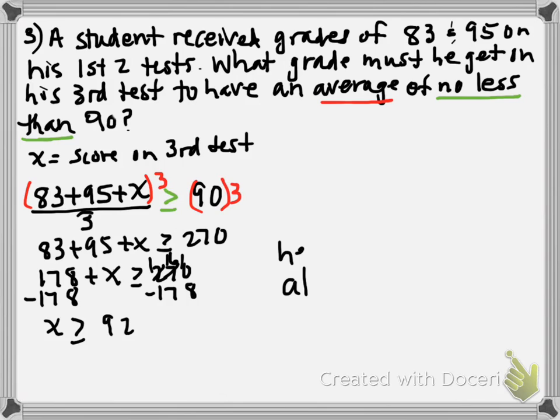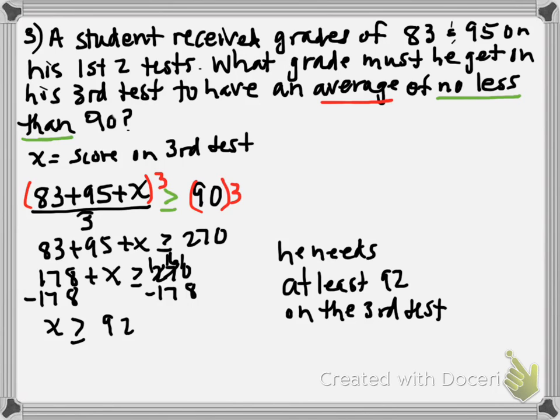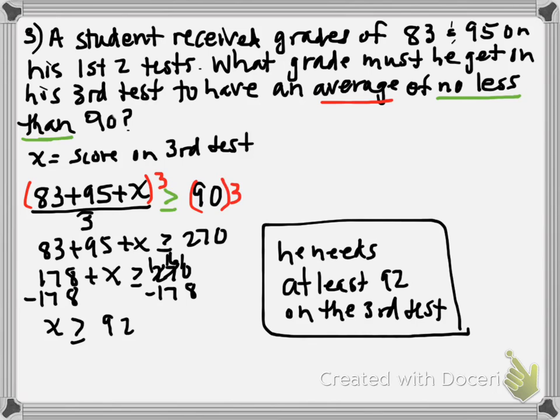So how we interpret this answer, greater than or equal to, is we say he needs at least 92 on the 3rd test. Okay, and that will get him the average that he's looking for. All right, let's try another problem.